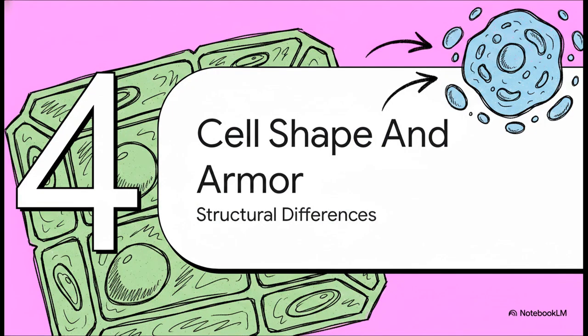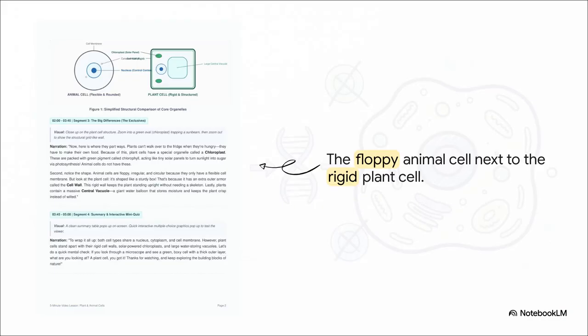Section 4, cell shape and armor. A plant's entirely different lifestyle completely changes its physical shape compared to an animal cell. The contrast is honestly pretty stark. The vibrant blue animal cell is floppy, irregular, and somewhat rounded. That's because it only has that flexible security guard, the cell membrane, holding it together. But look at the earthy green plant cell. It's highly geometric, shaped just like a sturdy, rigid box.